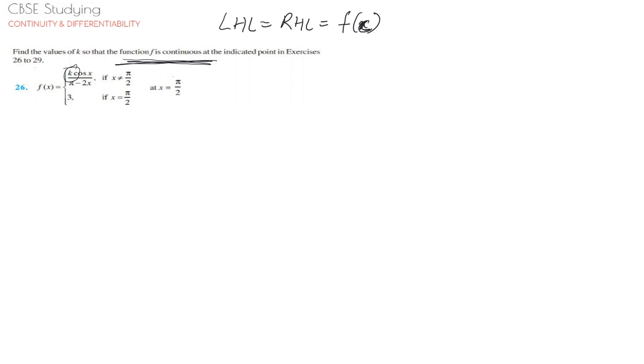Right? Now looking at this question, the value of f of c is very easily given to us as 3. So I'm going to do either LHL or RHL. I'm going to find either one of them and then I will equate it with f of c, right? Either I will equate LHL with f of c or I will equate RHL with f of c. All right. So let's get on to the question.